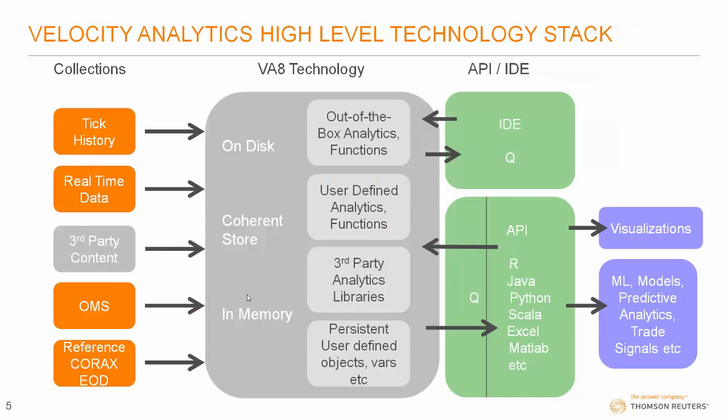Now, I would have to also talk a little bit about the architecture and the technology that's enabling us to do this kind of work. As you can see here, this high-level picture shows on the left various data sets and content that Thomson Reuters is known for. In particular, what we're looking at in this case is tick history data. We also have the ability to work with real-time data, third-party content, and other different kinds of data sets.